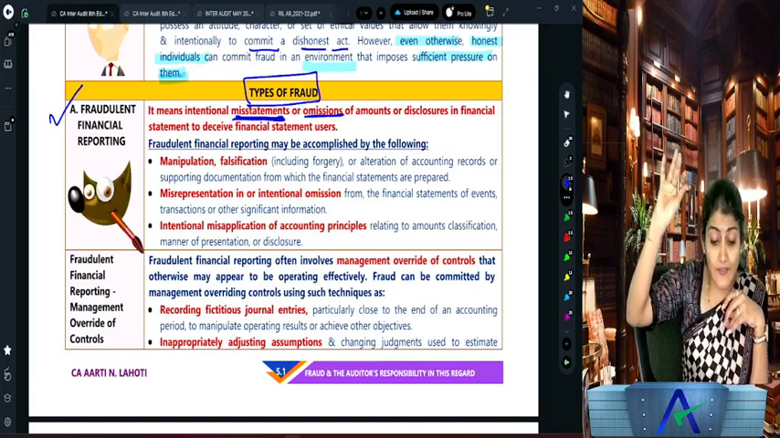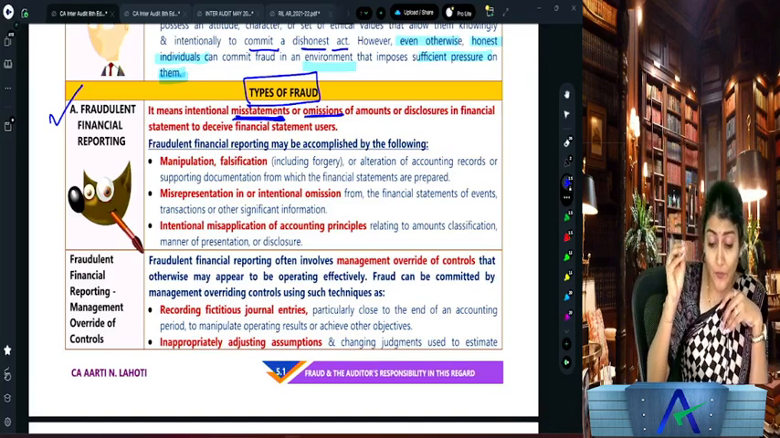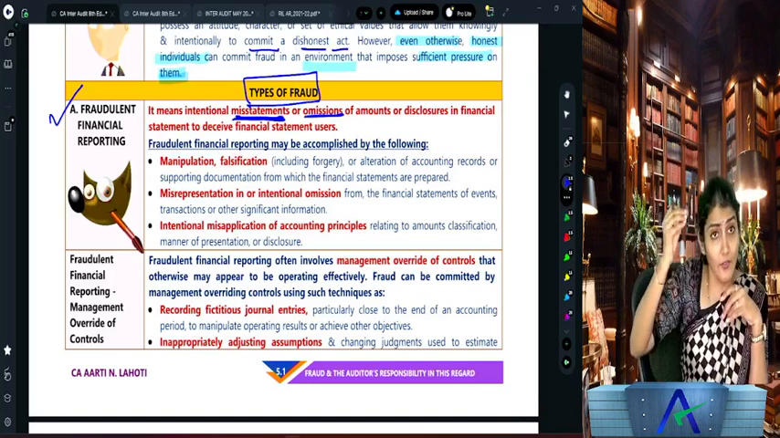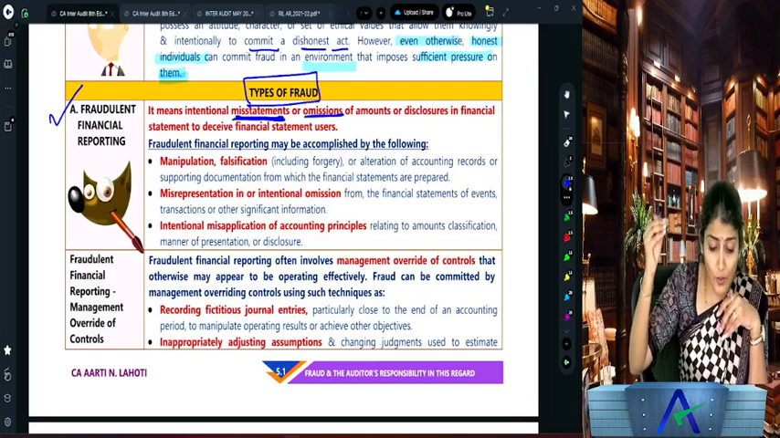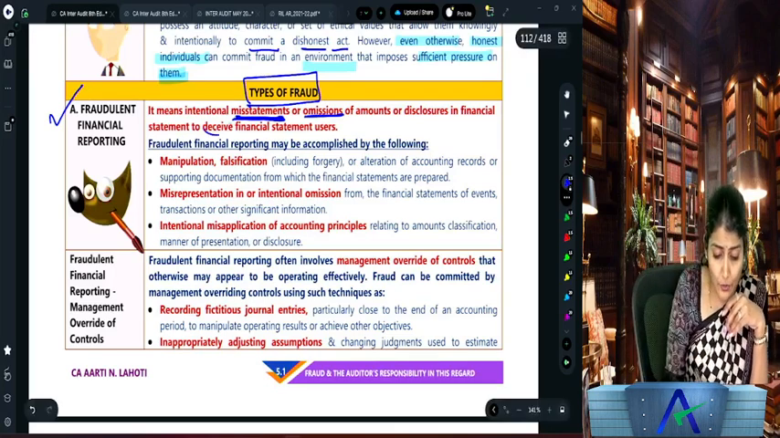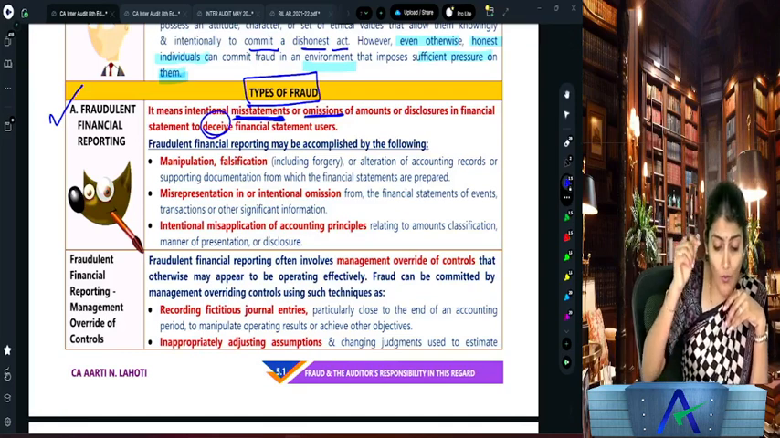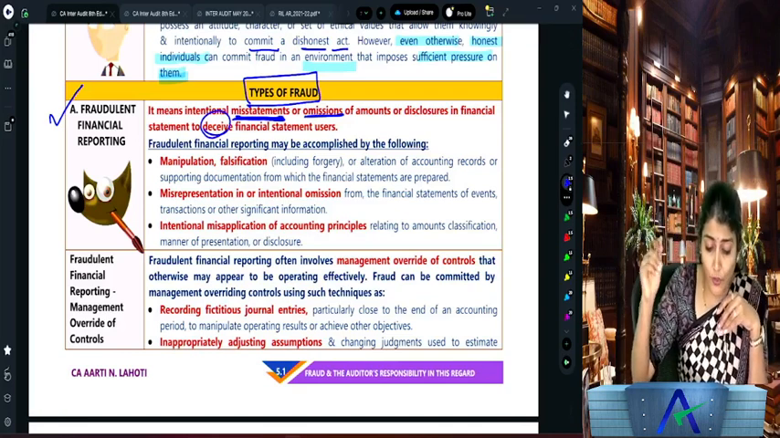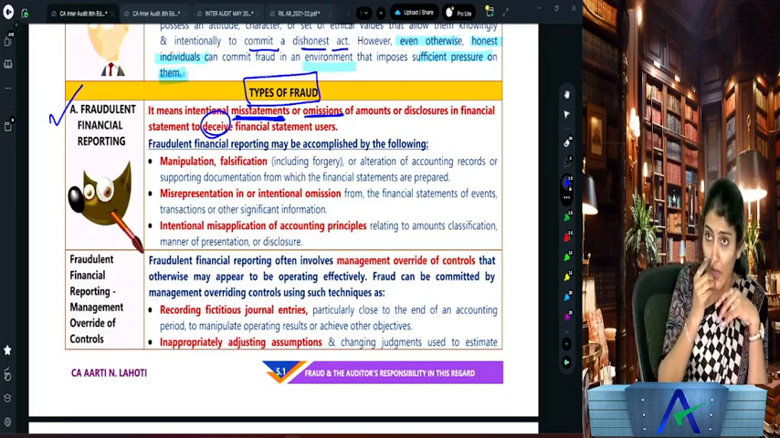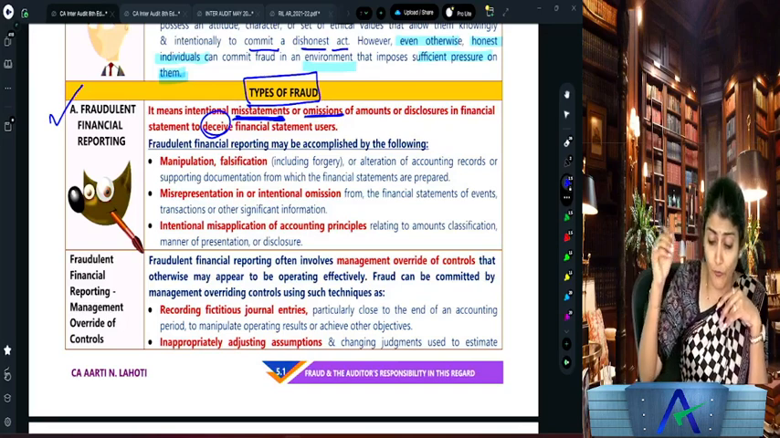Yes, it means an intentional misstatement or an omission of amounts or disclosures. Obviously, why? To cheat the financial statement users. And how can you do a fraud in accounting?